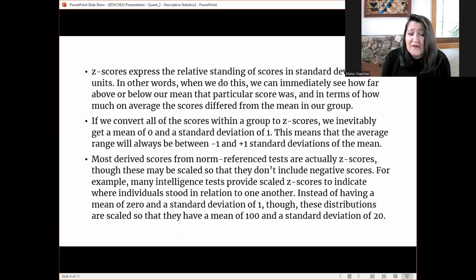So if I have, for example, a score of 125, based on a distribution with a mean of 100 and a standard deviation of 20, all this tells me is that not only am I above the mean because it's positive, but I also fall just beyond the normal range, which is between 100 and 120. So they're very useful for interpreting the relative standing of scores within a distribution.